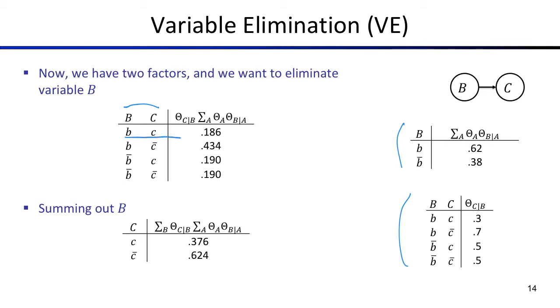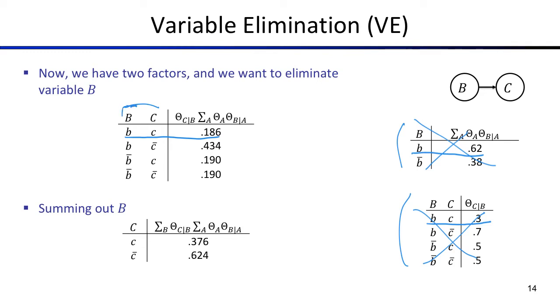For instance, for this entry here, where B and C are true, we're going to multiply this entry here, where B is true, and this entry here, where B and C are true. So it's going to be 0.62 times 0.3. The result is going to be 0.186. And we keep doing that for all the entries that we have in the joint factor. After that, we need to eliminate the variable B. After we have multiplied, we can forget about these two factors here. We're not going to use them anymore.